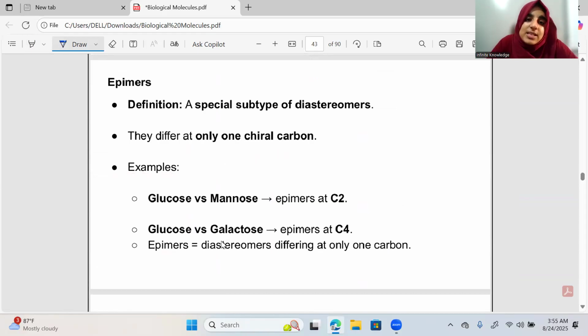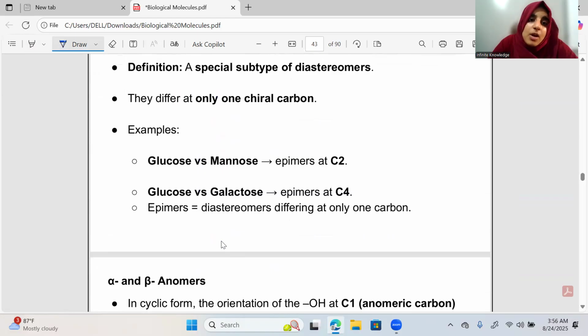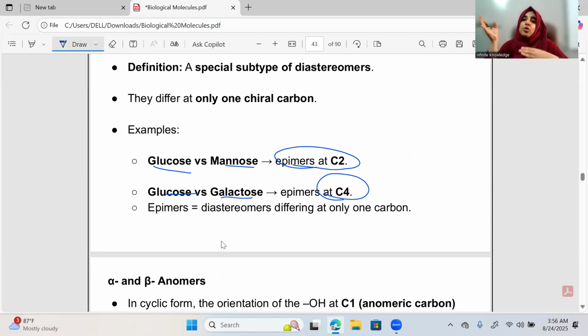Epimers. This is a special subtype of diastereomers. They differ only at one chiral carbon. For example, glucose versus mannose, these are epimers at C2, and glucose versus galactose, these are epimers at C4. So epimers is what? Diastereomers can differ at more than one carbon. For example, if it is differing at carbon number 2, 3, 4, then it is known as a diastereomer. But if it is differing only at one carbon, then it is known as an epimer.